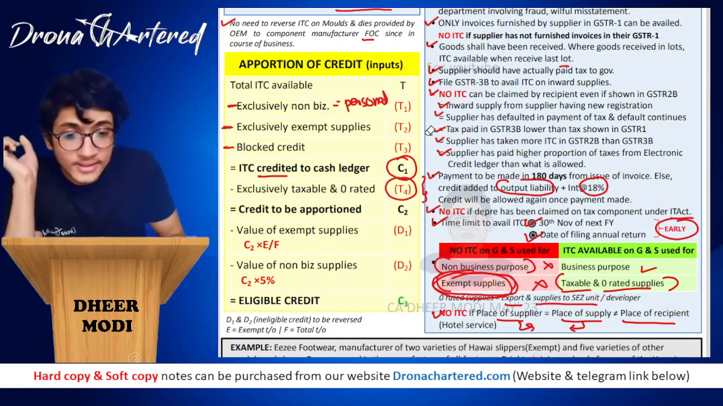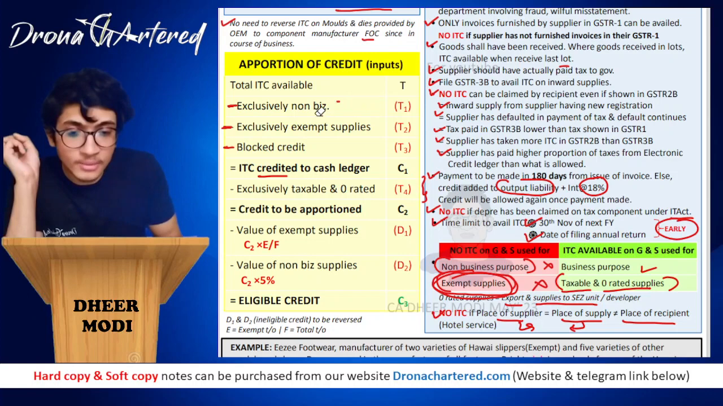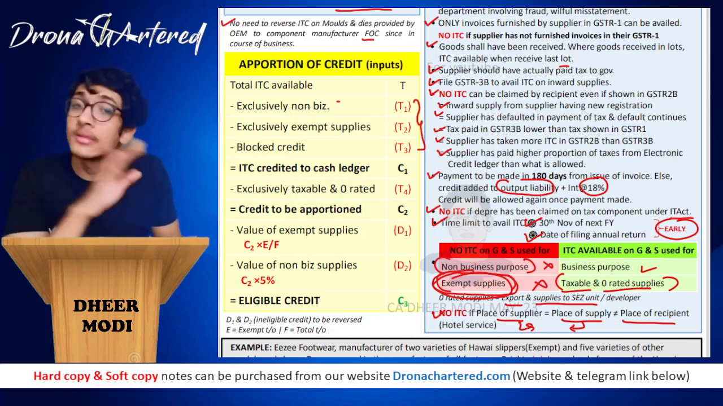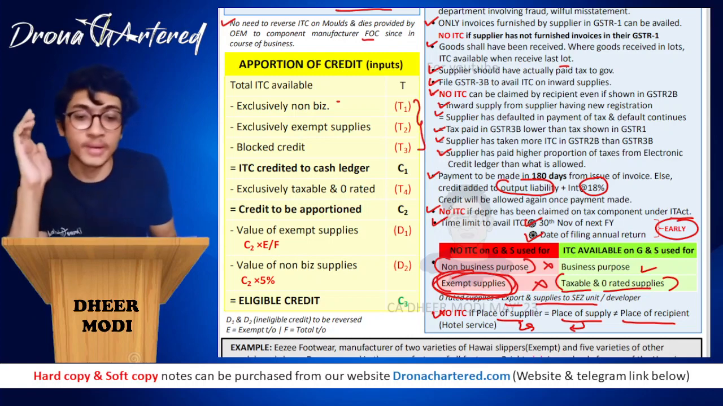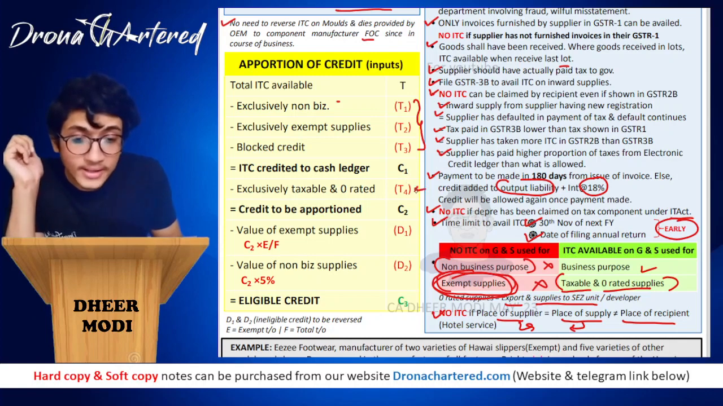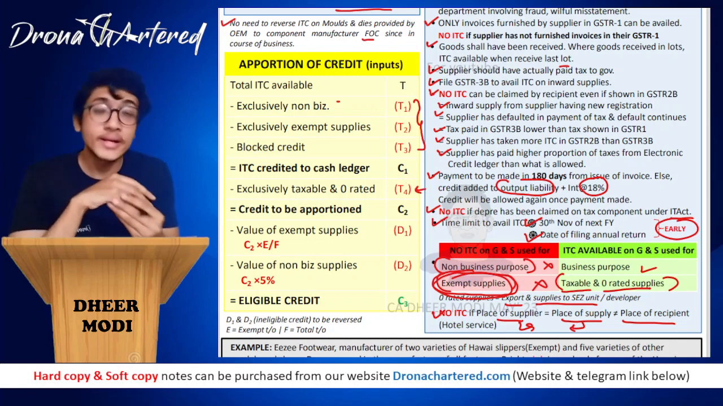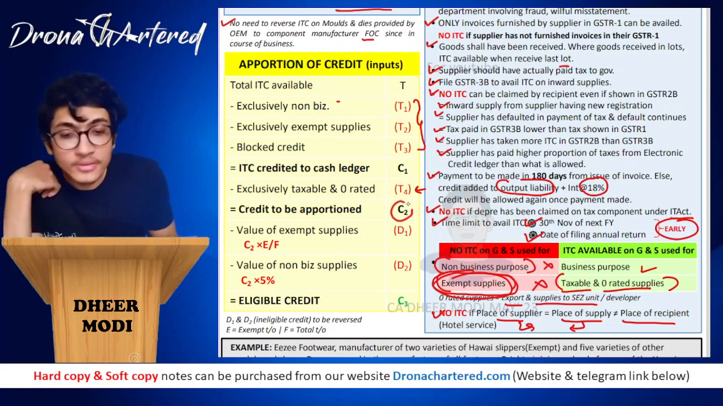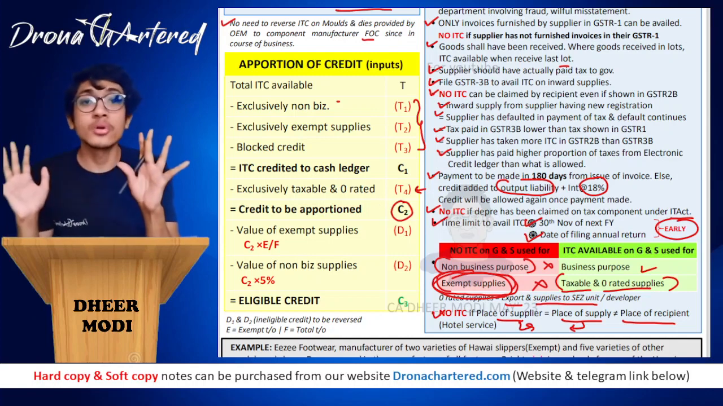So please understand, this is not a difficult table. Please don't be scared of it. If you want, I will explain it to you once again. First we subtracted all these three ITCs, which are not available at all. Then this we subtracted because this is pure ITC, that is full ITC you will be receiving. Now the C2 that you have is the credit to be apportioned, that is your khichdi.